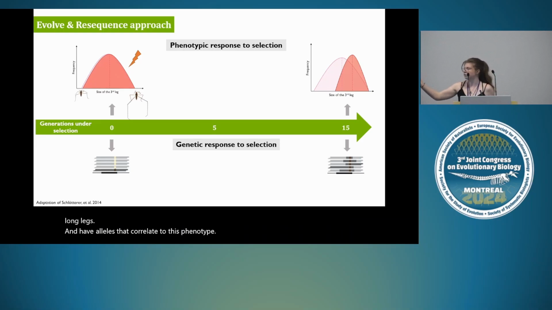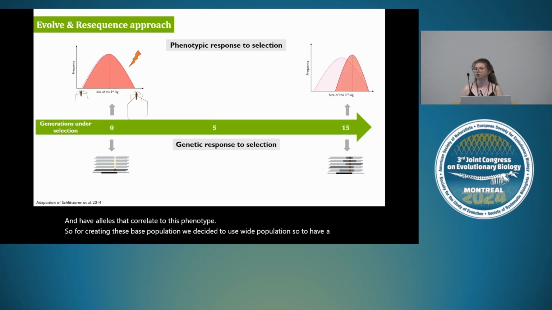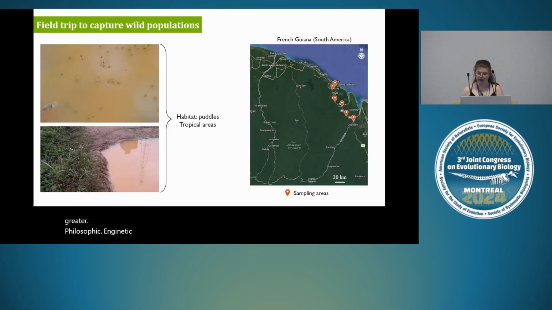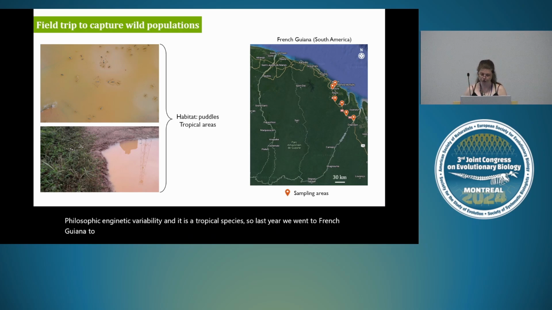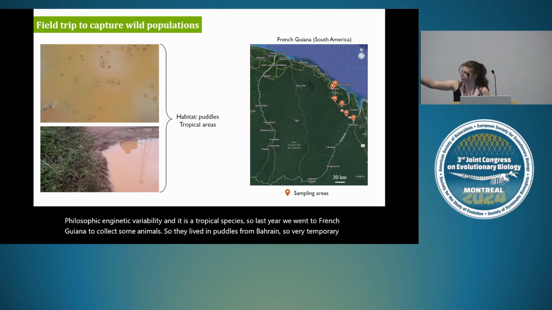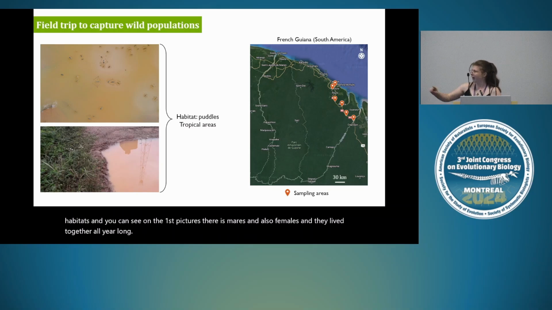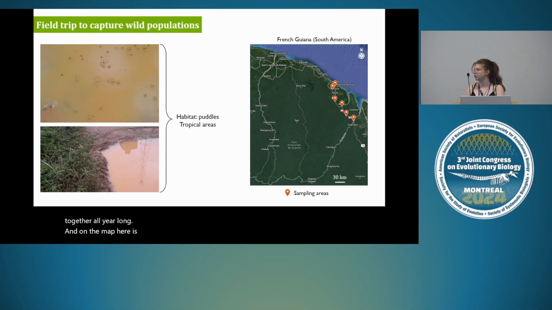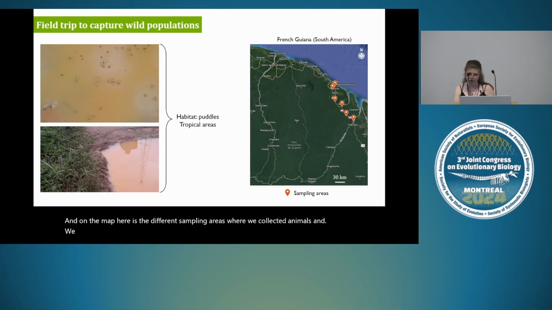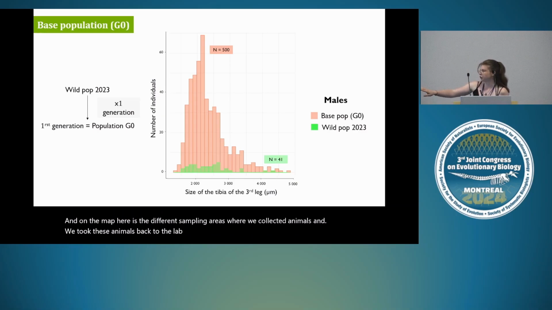So for creating this base population, we decided to use a wild population, to have greater phenotypic and genetic variability. And it is a tropical species. So last year we went to French Guiana to collect some animals. They live in puddles formed by rain, so very temporary habitats. And you can see on the first pictures there are males and also females, and they live together all year long. And on the map here are the different sampling areas where we collected animals. And we took these animals back to the lab. So the green distribution is the distribution of the wild population that we collected last year.